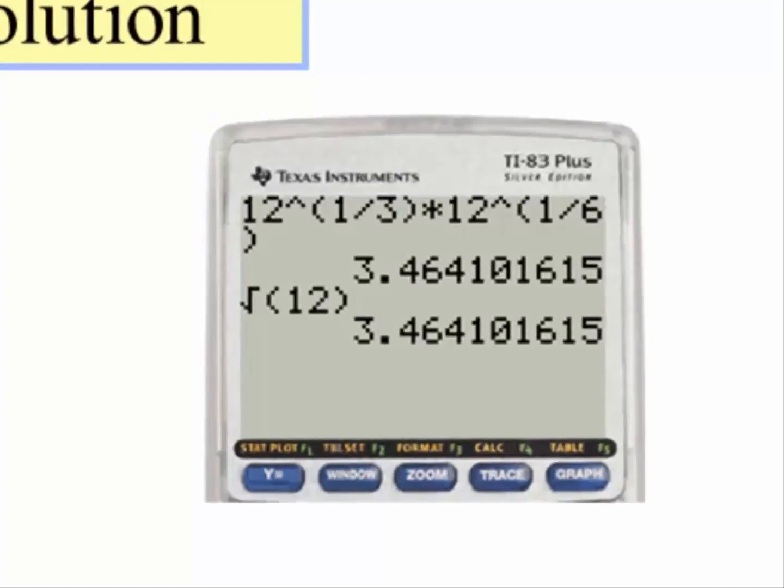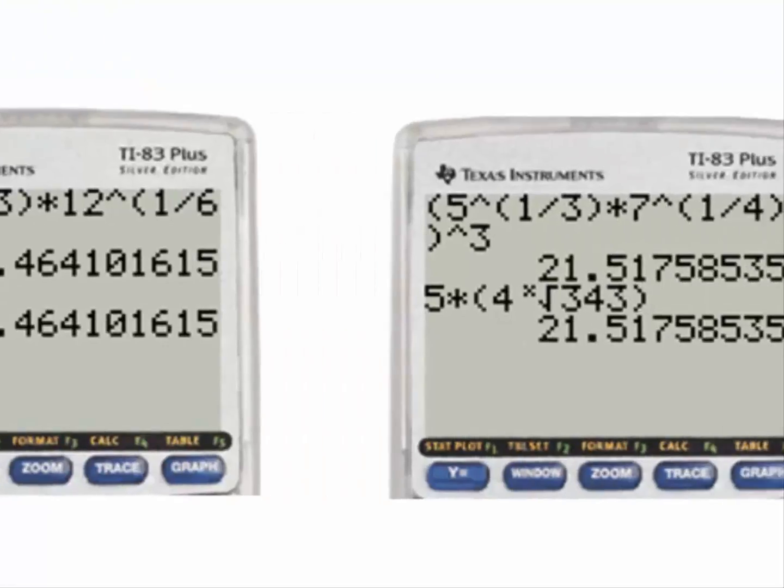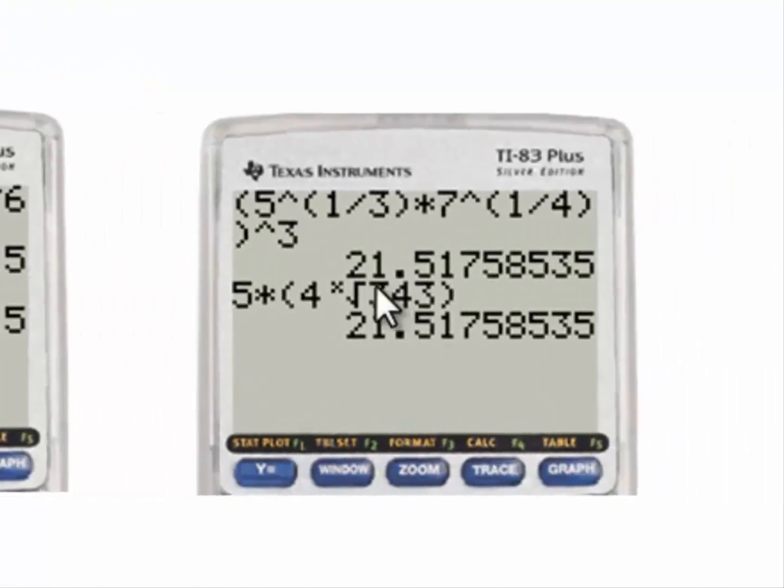Using the graphing calculator, if we carefully type in using parentheses, we see that the answer is 3.46 approximately, and the square root of 12 is the same number. It checks. For number 2, we get 21.52 approximately, and that is equal to 5 times the fourth root of 343.